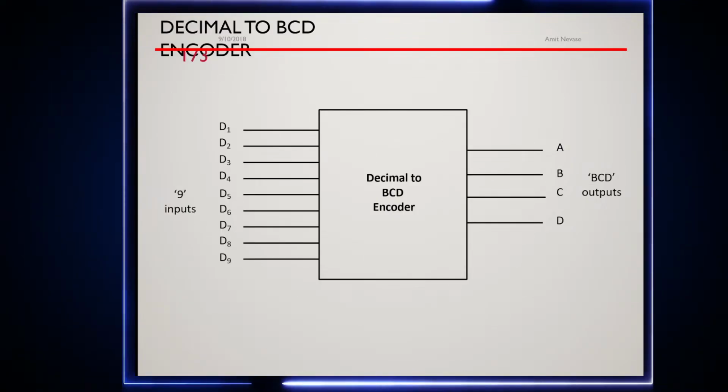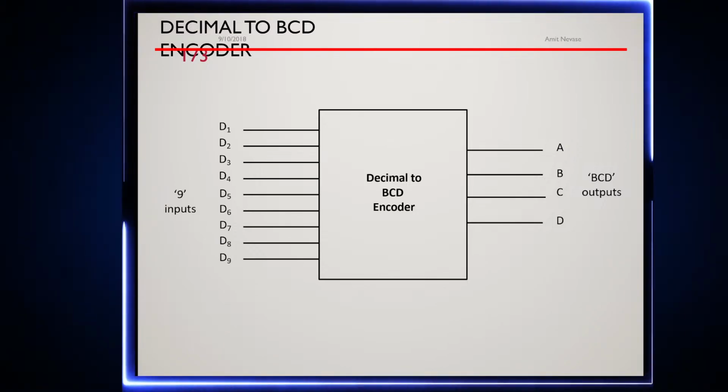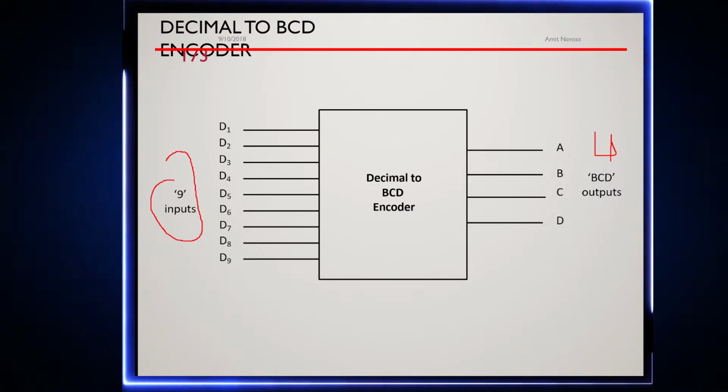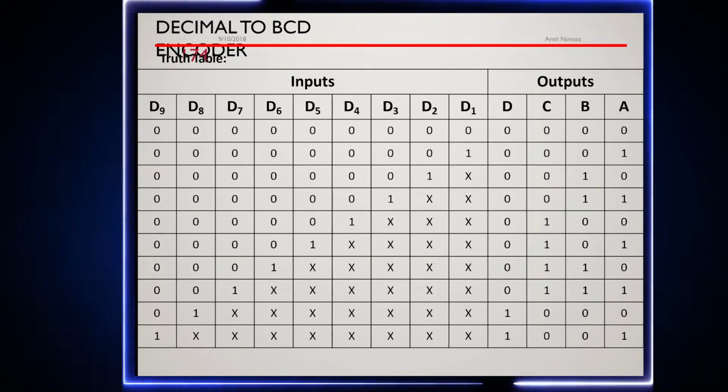Right? Now next is nothing but a decimal to BCD converter, right? A decimal to BCD converter. Now, okay, so in case of a decimal to BCD encoder, it will have 9 inputs and it will have 4 BCD outputs, because binary coded decimal, right? We consider 4 bits together. So this is the simple block diagram of a decimal to BCD encoder, right? This is the truth table of decimal to BCD encoder. You can pause the video and take a screenshot.